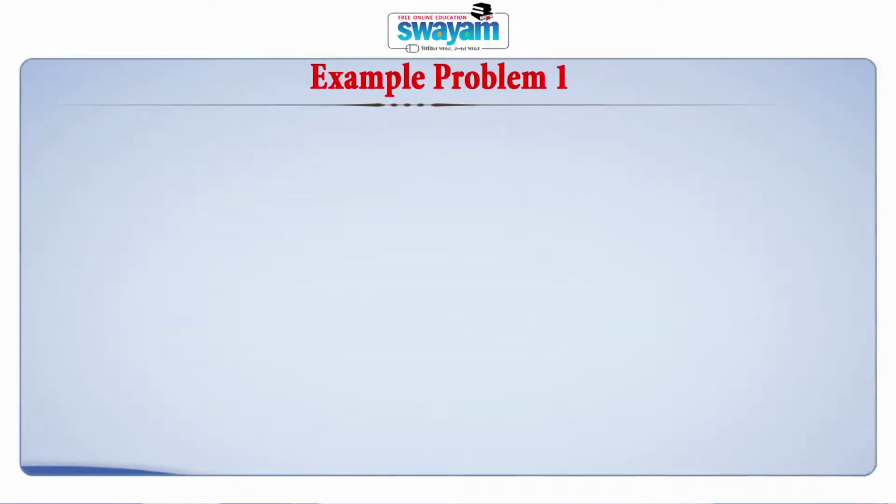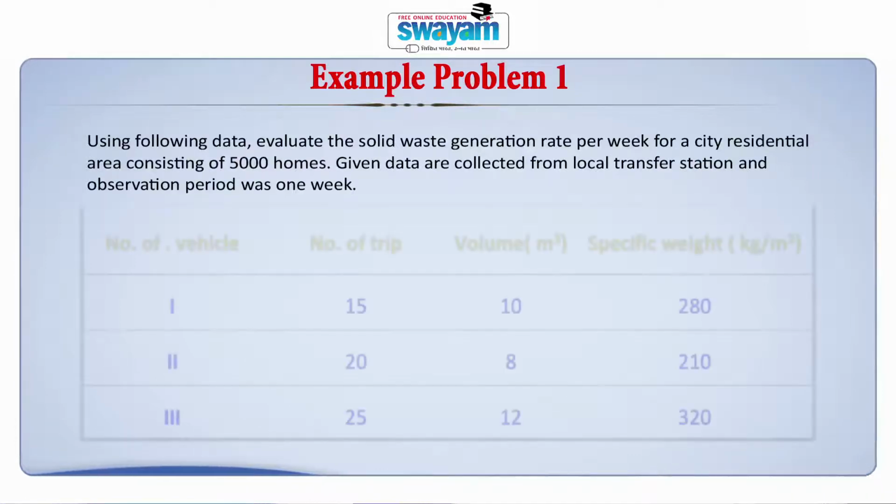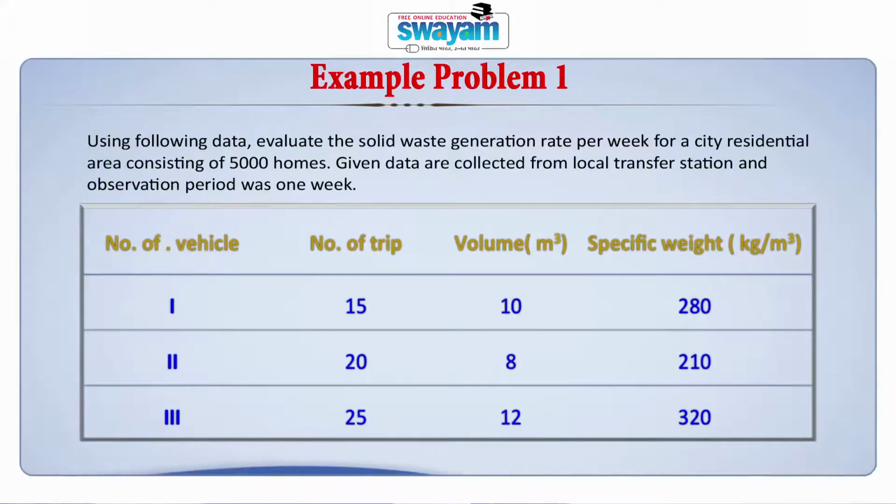Now, let us look into a simple problem on how you can calculate the amount of solid waste generated per week from a particular area or a residential complex. The problem is: using the following data, calculate the quantity of solid waste generated per week for a city residential area that consists of 5,000 homes. The data is given in the table, like the number of vehicles, number of trips, volume and the specific weight. So, now let us see how to solve this problem.